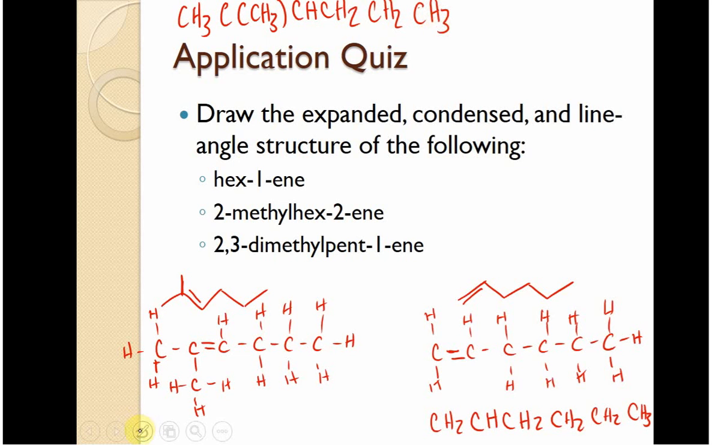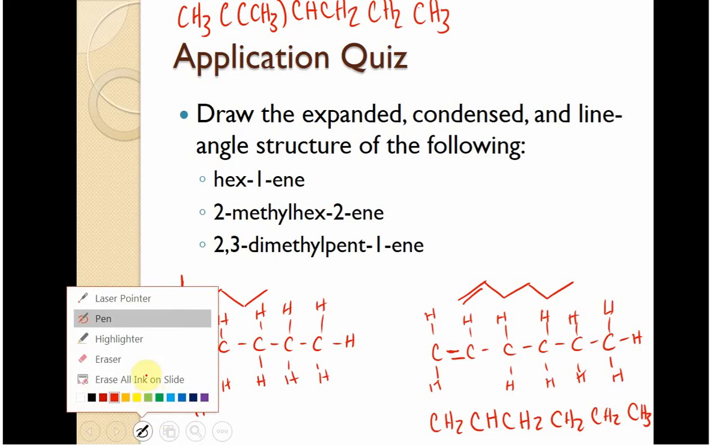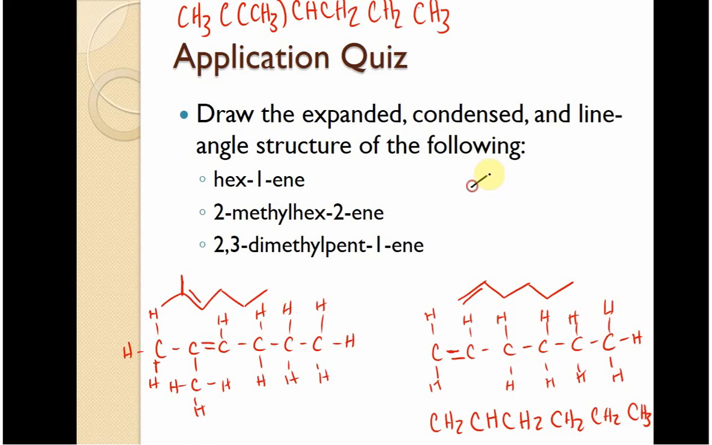Now for the 2,3-dimethylpentene, I'm going to do line angle first. 1, 2, 3, 4, 5. Kind of looks like Batman. Double bond on the 1, and then a methyl here and here. We've got a methyl on the second one and the third one, our double bond right on the first, and now we can fill in our hydrogens. 1, 2, 3. And you can kind of see where this is going.